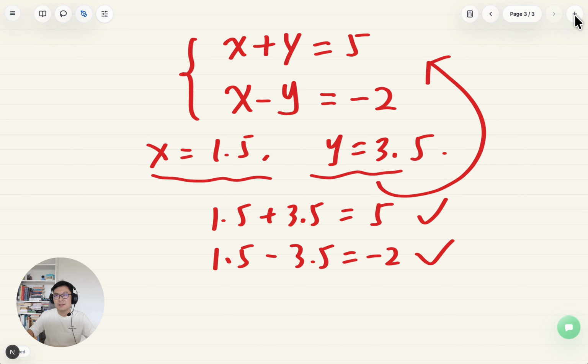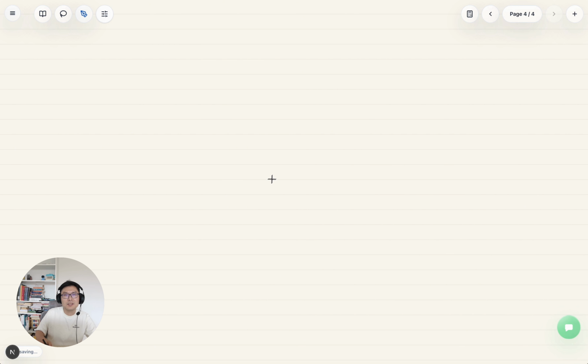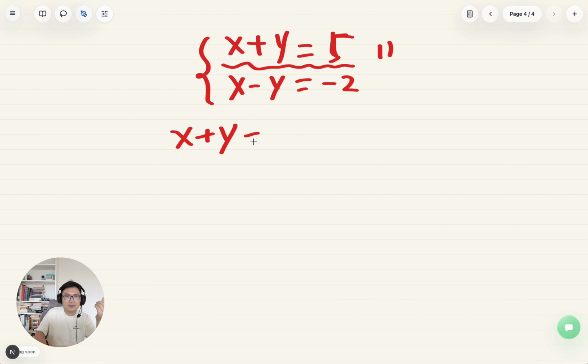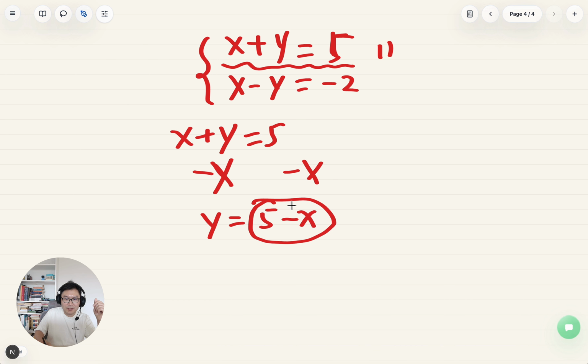So first, let's just get another page. The first method that we can use in the system, x plus y is equal to 5 and x minus y is equal to negative 2, is substitution. We can just change the form of the first equation and find the expression of y. So x plus y is equal to 5. And in order to isolate y, we have to subtract x on the left side and subtract x on the right side. So you get y is equal to 5 minus x, right? So we get this value for y, and we're going to plug this into the second equation.